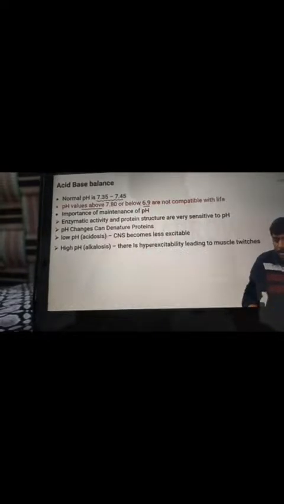Below 6.9 is not compatible with life, death is inevitable. Above 7.8, below 6.9. What is the need? Why do you need to maintain pH critically? The answer is very simple. Because enzymatic activity and protein structure are very sensitive to pH. Remember guys, very critical enzymes may undergo denaturation. Protein enzymes, pH changes can denature them.